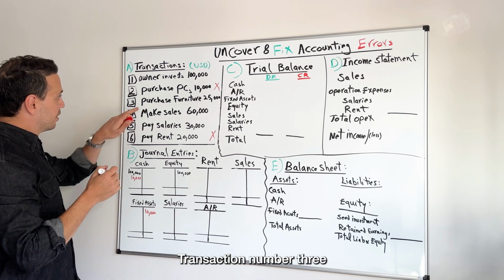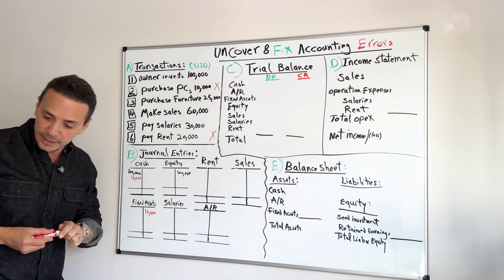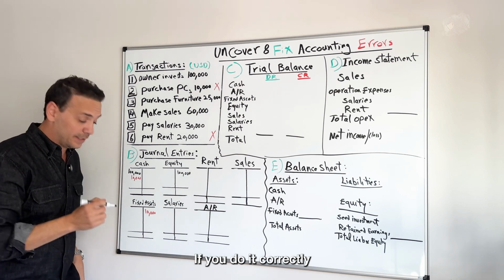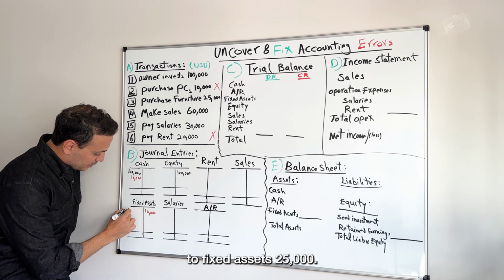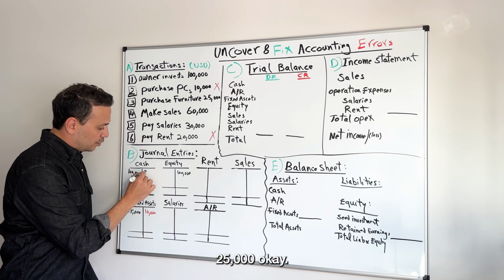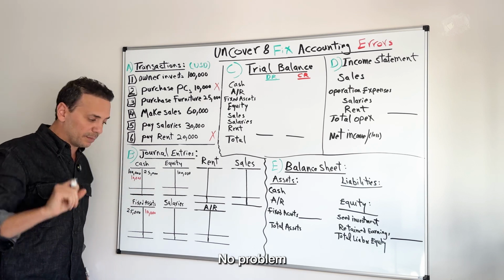All right, transaction number 3, purchase furniture, $25,000. Okay, similar to computers, that would be a debit to fixed assets. If you do it correctly, you would do a debit to fixed assets, $25,000, right? And you would say credit to cash, $25,000. Okay, so this one we're going to record correctly, no problem.